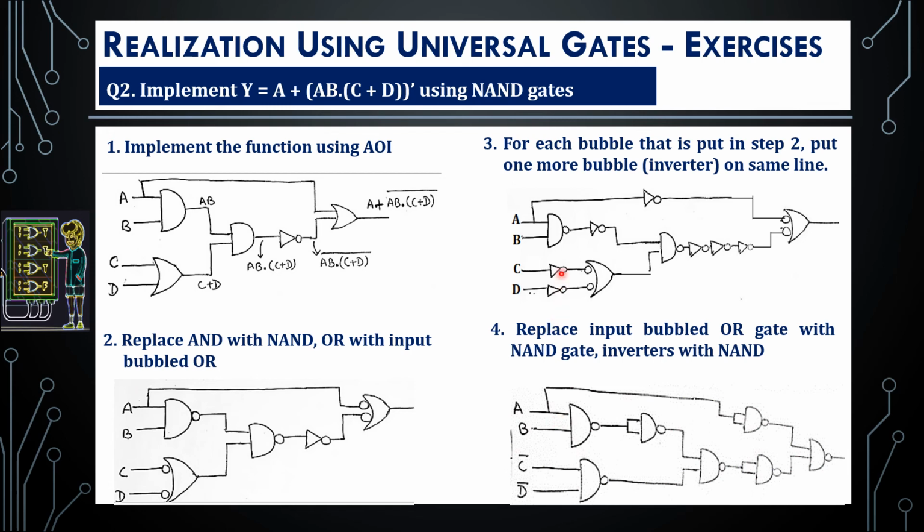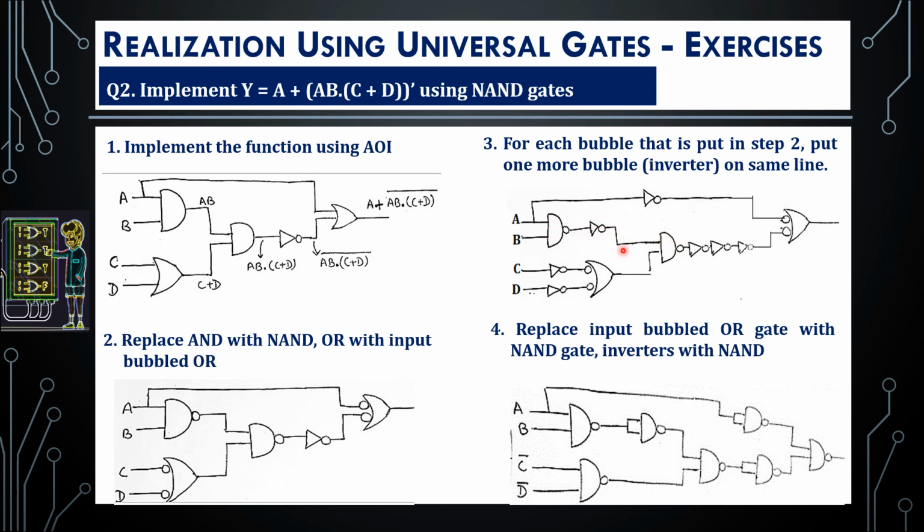This inverter, we can replace with a NAND gate, or we can make it C complement. So now we are having C complement and D complement. This one is replaced with NAND, and this one is also replaced with NAND. So what about this inverter?